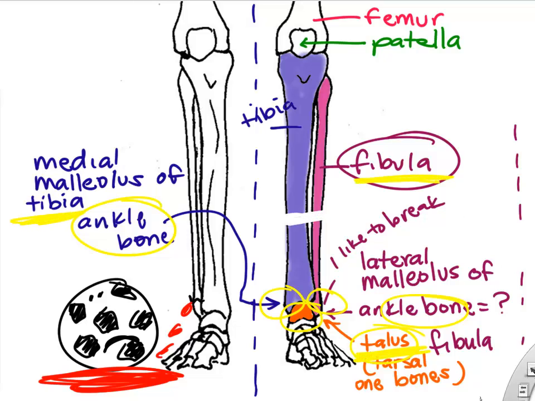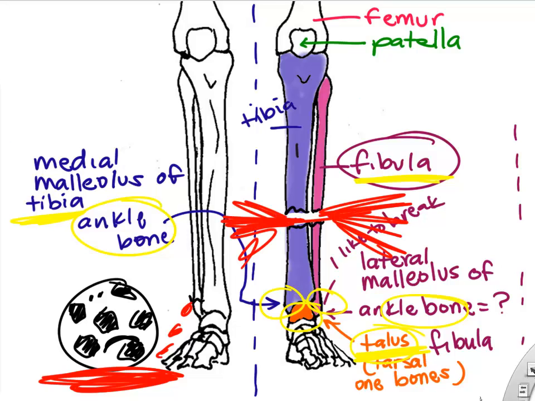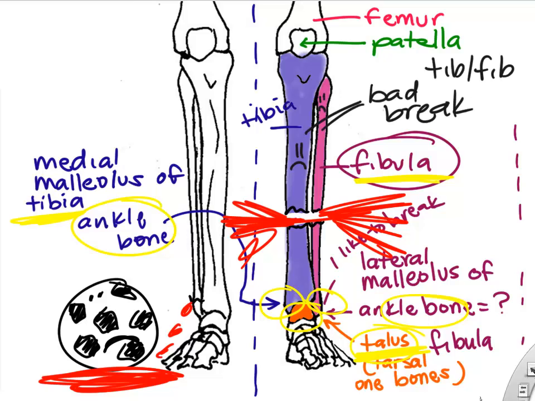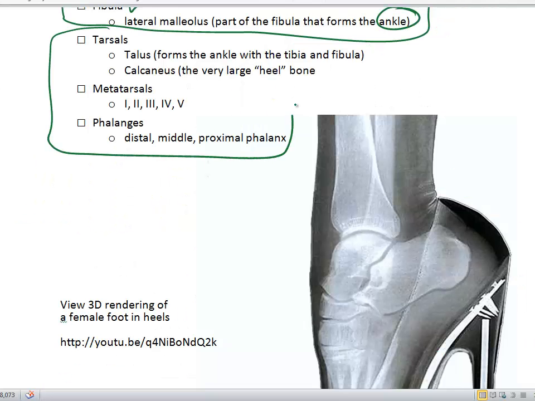Of course, if you've ever heard of a tib-fib fracture, that's obviously a more serious break. It can happen more distal at the ankle when you have a more serious injury to your ankle. Obviously, that's a pretty painful break when you've broken both of those bones.